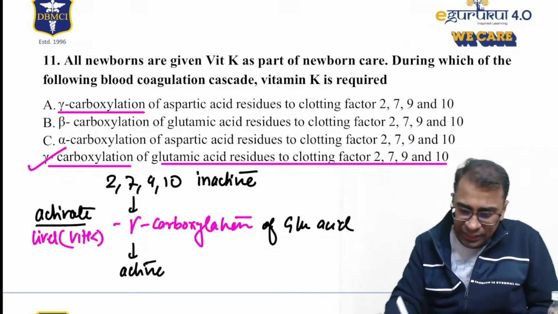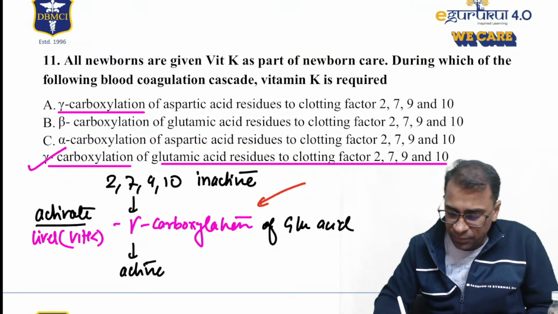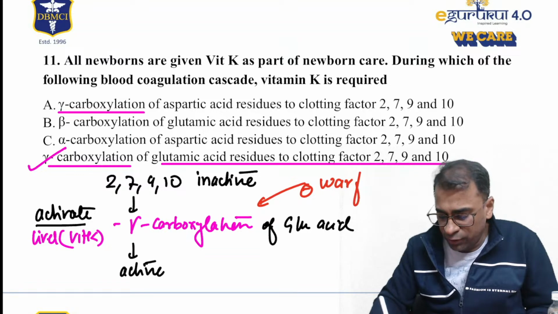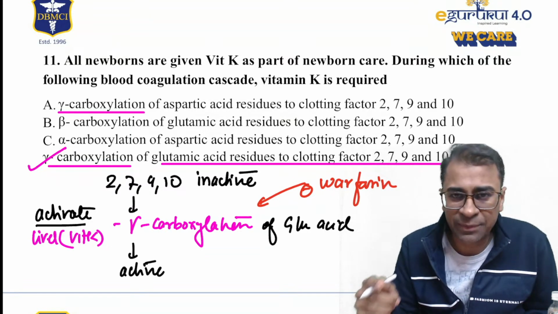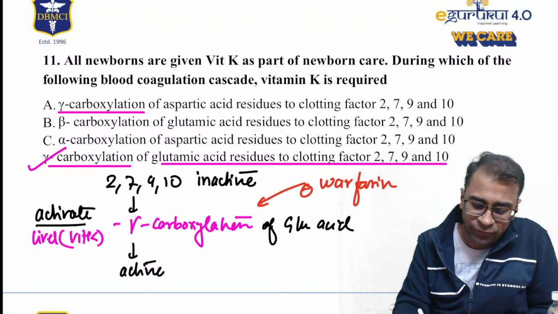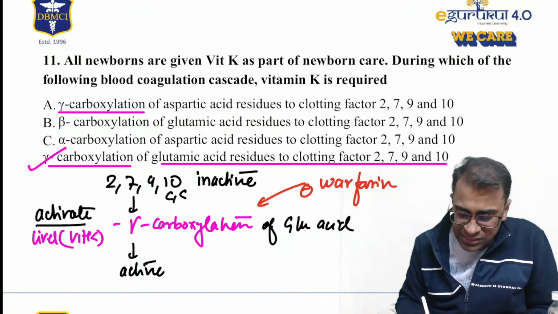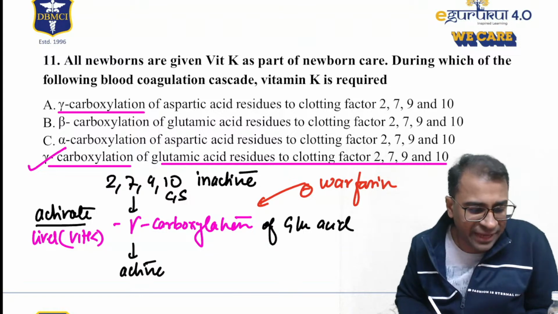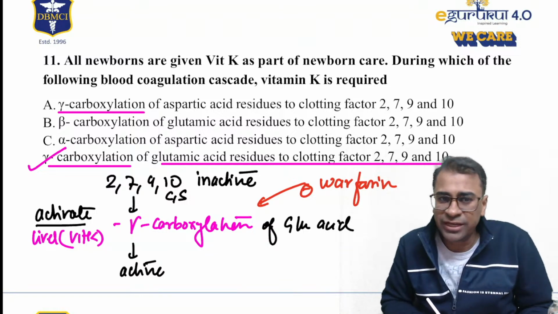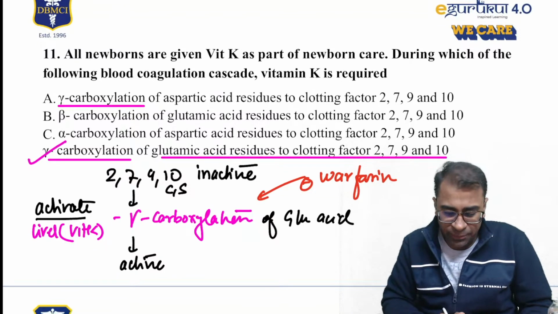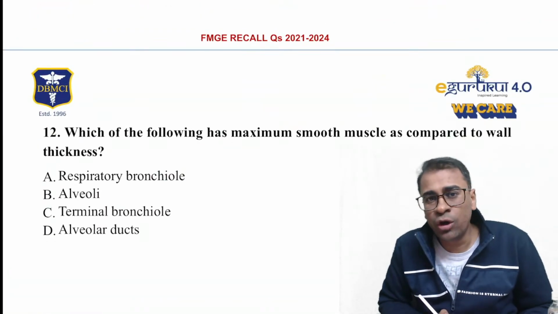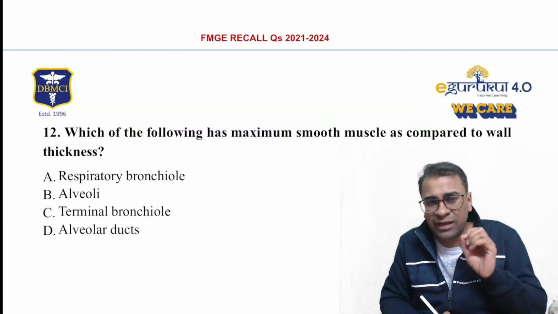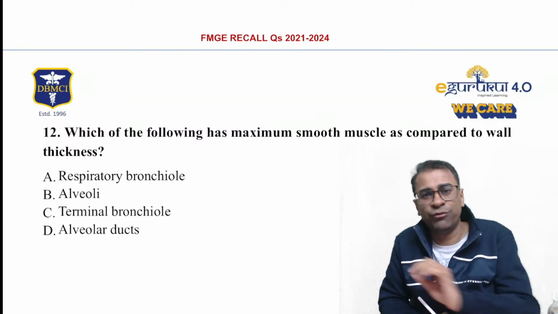Do you remember, this whole thing can be inhibited by an oral anticoagulant called warfarin. If they ask you, is there any other vitamin K dependent factor apart from 2, 7, 9 and 10? Yes, protein C and protein S are also vitamin K dependent factors. So this is question number 11. Right now we are discussing the FMG recall of 2021. After that we will discuss 2022, 23, 24. We have to discuss everything.